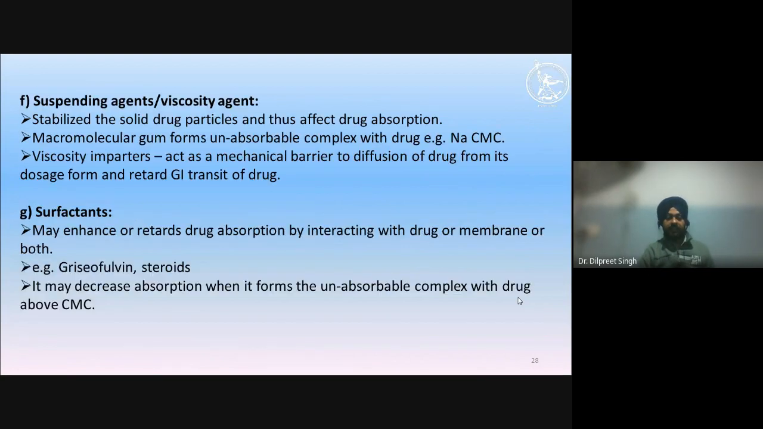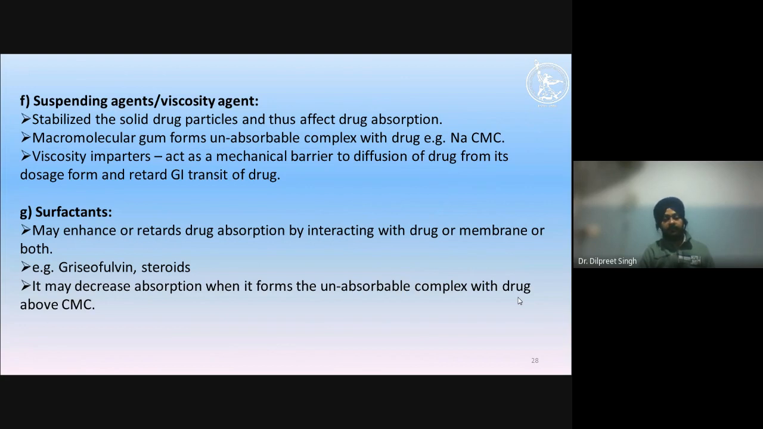The suspending agent stabilizes the solid drug particles and thus affects drug absorption. The macromolecular gums form unabsorbable complexes with the drug, for example sodium CMC, and the viscosity imparters, or viscosity inducers, act as a mechanical barrier to the diffusion of the drug from its dosage form and retard the GI transit of the drug. So the different excipients, like viscosity improvers, macromolecular gum surface stabilizers, and the gelation properties of the gum, influence the marked absorption behavior and bioavailability of the drug taken orally.